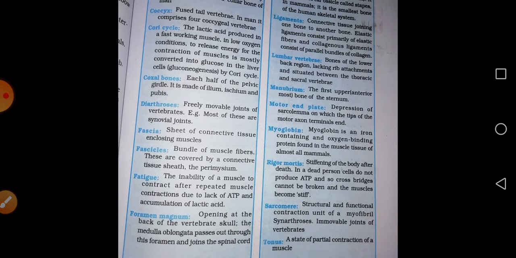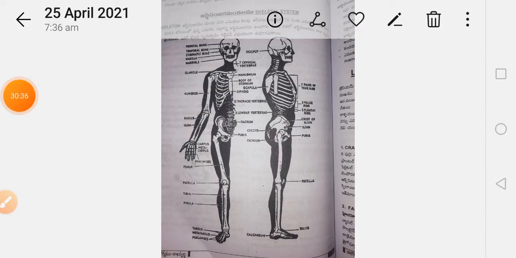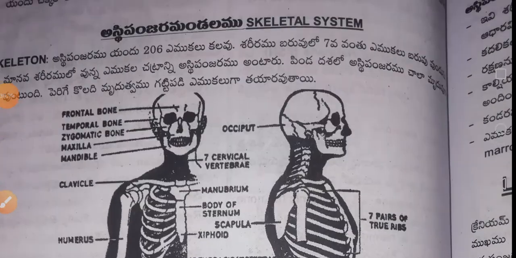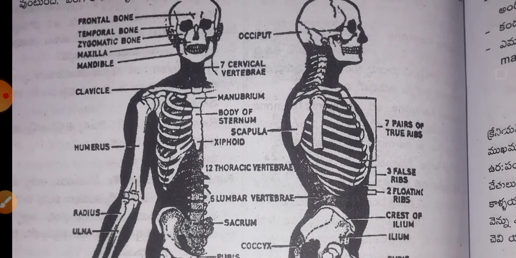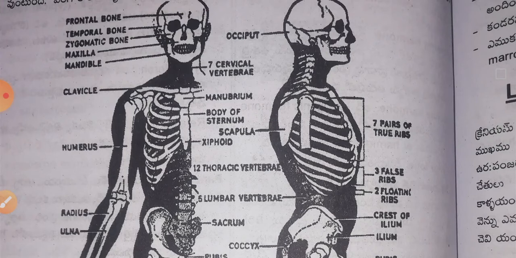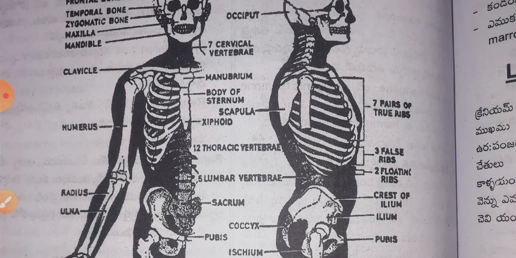I want to show some of the muscles and pictures, a continuation of this class. This is the overall skeleton. Here we have the frontal bone, temporal, zygomatic bone, maxilla, mandible, occipital which is the back side, cervical vertebrae, the seventh cervical, and the manubrium, the starting part of the sternum. Then the body of the sternum, the scapula on the back side, and the xiphoid process, the ending point. This is the manubrium. Next, the clavicle.